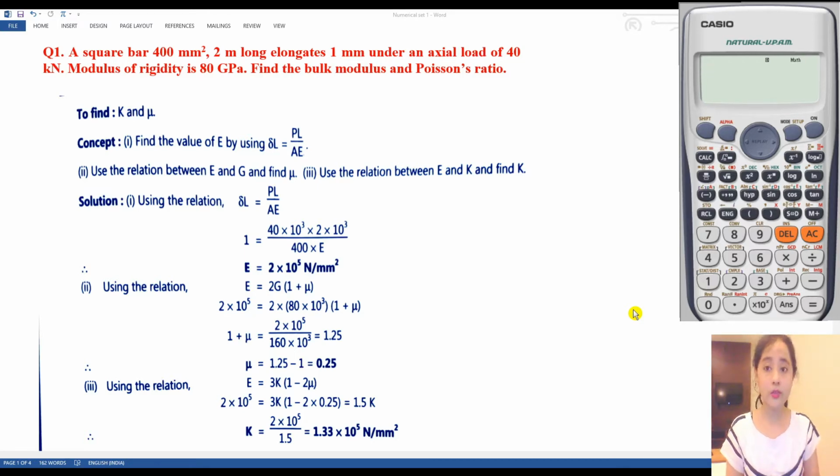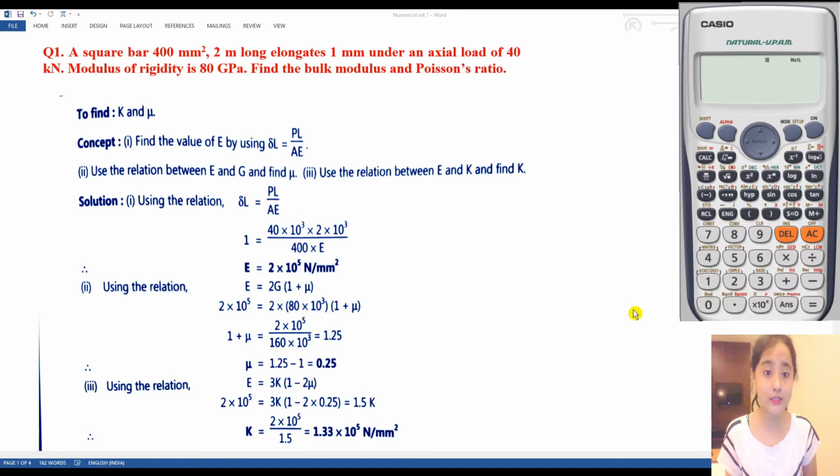Then we need to convert this modulus of rigidity, its unit which is given in GPa, to Newton per mm square. So how will we do it? It will be 80 into 10 raised to power 3 Newton per mm square. Then we have to find bulk modulus. What is the symbol of bulk modulus? The symbol for bulk modulus is K.